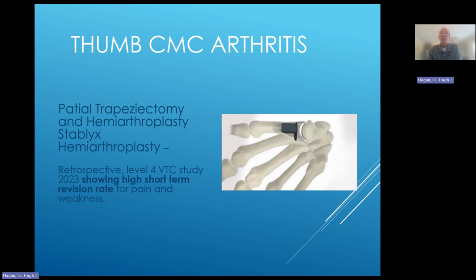Partial trapeziectomy with hemiarthroplasty, the Stabilix hemiarthroplasty, promising initial results, but it has shown a higher failure rate and a higher need for revision for a variety of problems, all of which contribute to pain and weakness.